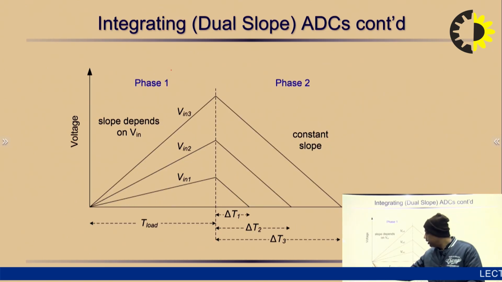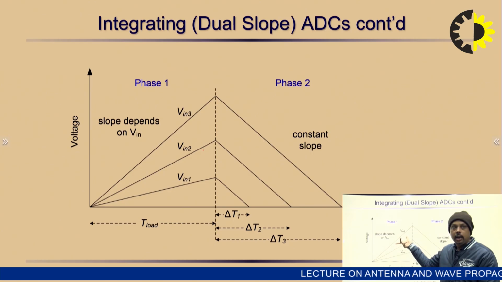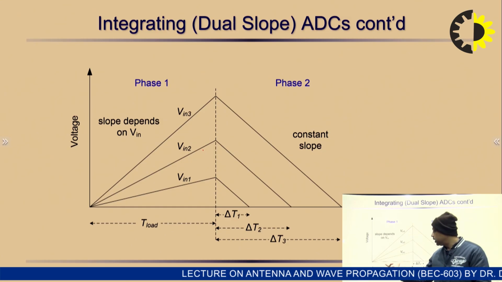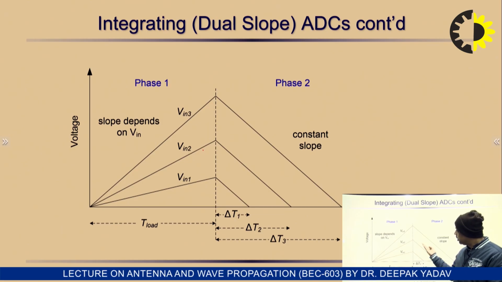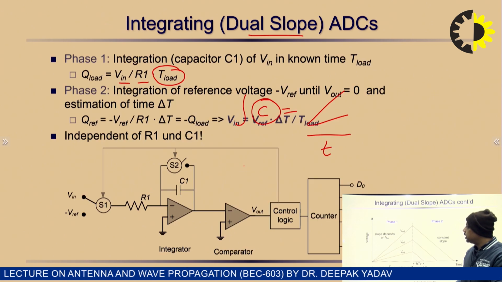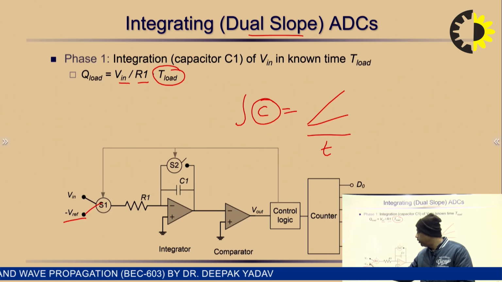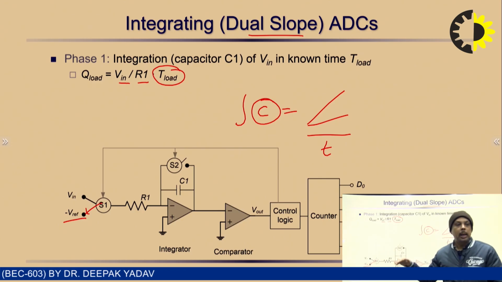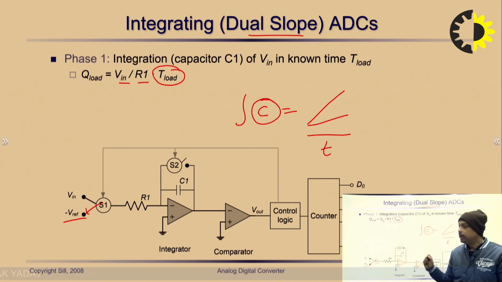Like over here, if the voltage is low, then the slope is low, but for constant time T load. For the high voltage, the slope is high, and for the next higher voltage, the slope is again high, but the time is constant. But in the next cycle, what we do is make the slope constant. How can we make the slope constant? We can provide a fixed V reference voltage. The switch is now at V reference at this time. So the voltage is known and fixed, and it has a negative value, so that the slope is not going to increase, and this time it is going to decrease the slope.